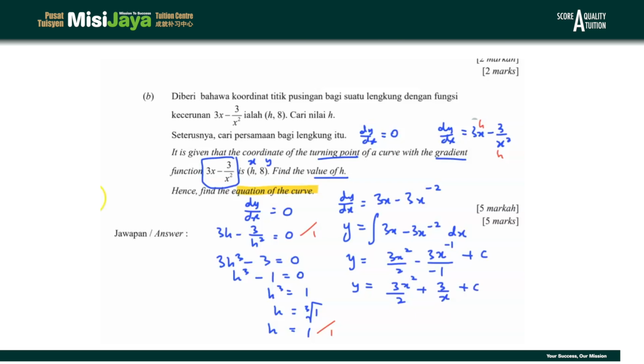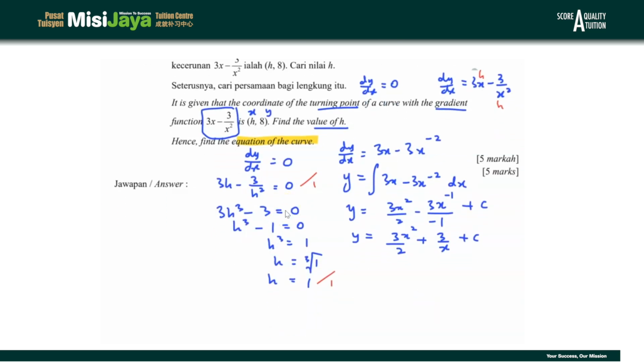Now we need to find the value of c. They give us the coordinate 1, 8. We already got h equal to 1, so the coordinate is 1, 8. At this coordinate, I'm going to substitute the x and y into the equation to get c. So 8 equals 3 over 2 times 1 squared plus 3 over 1 plus c. Then c equals 8 minus 3 over 2 minus 3, so c is equal to 7 over 2.